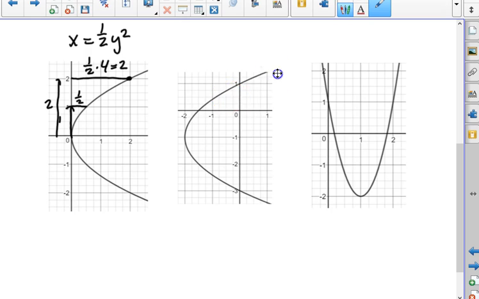Now this one is exactly the same shape, only I've scooted it 2 units to the left and 1 down. So now my vertex, instead of being at 0, 0, is at -2, -1.